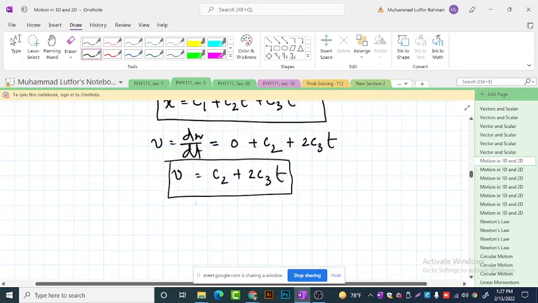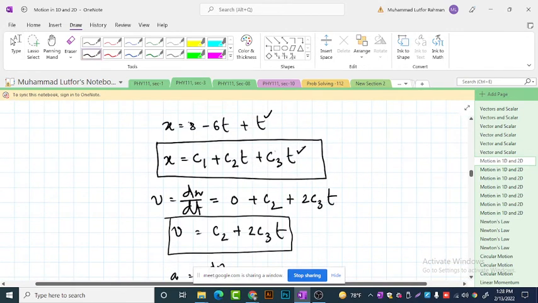And the acceleration equation, which is the first time derivative of the velocity, dv over dt, I can say c2 is constant, so this is going to be 0 plus 2 c3, right? Now I'm going to find that out.